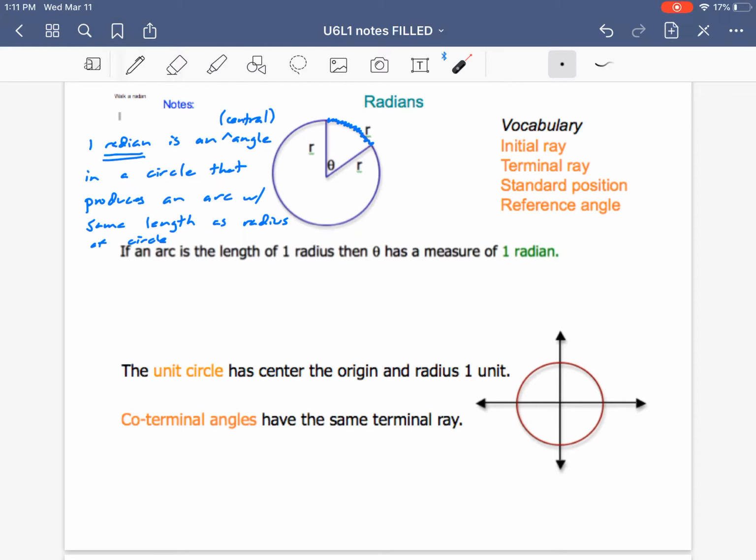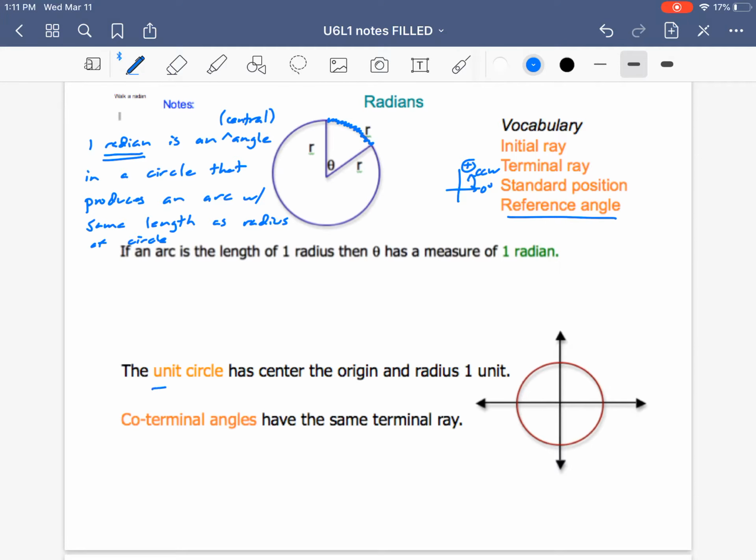Standard position means you're starting with your initial ray right on the x-axis, okay? And you rotate counterclockwise. So standard position, this is 0 degrees, and positive is counterclockwise. And the reference angle we talked about before. Let's see, what else is here?